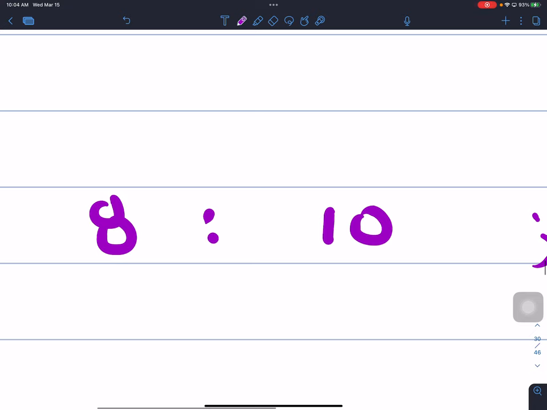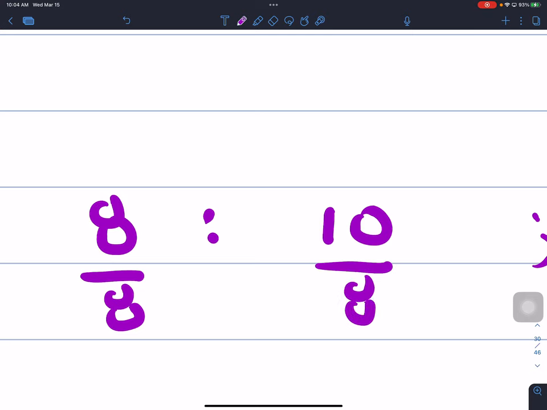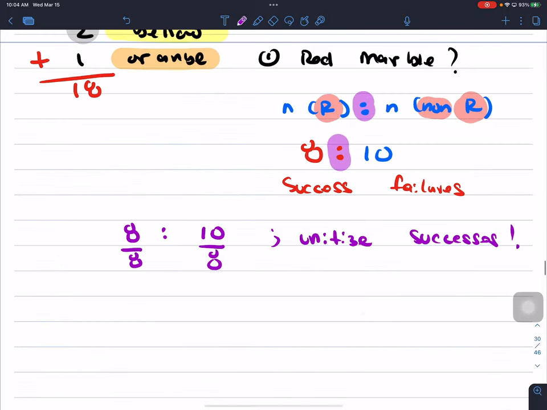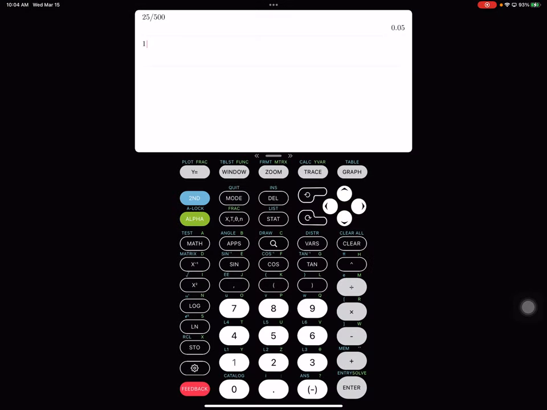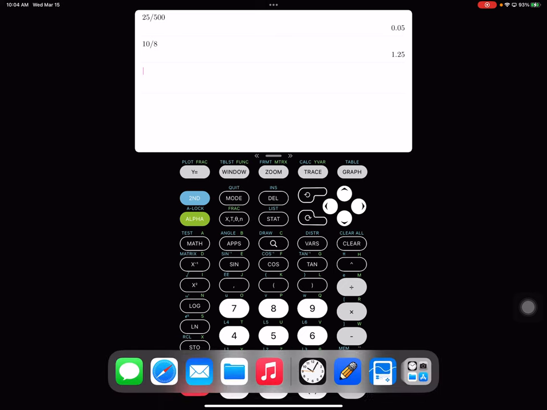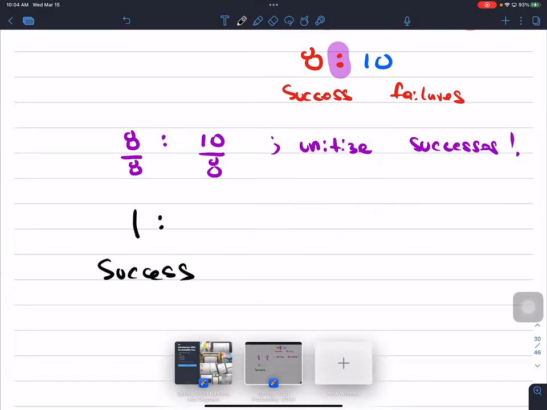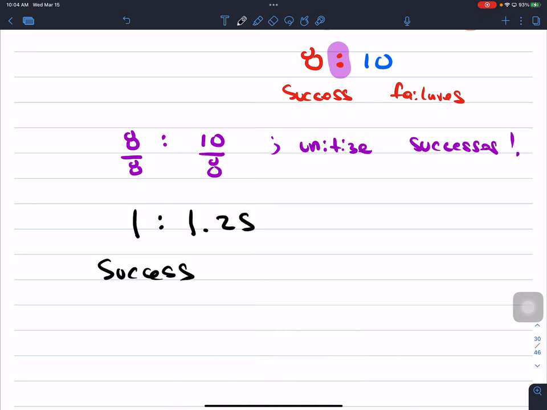Very simple. You're going to divide it by itself, 8. But if you do that, you know what you have to do? You have to divide both by 8. Okay? Now, what is 8 over 8, by the way? That's 1. So now we unitize the successes. You say, there's 1 success to what's 10 over 8? That's 1 point what? 1.25. So you have 1 success to 1.25 non-what? Non-successes.